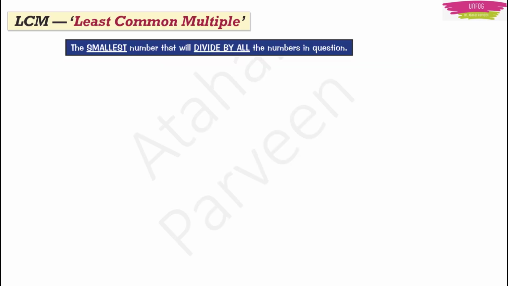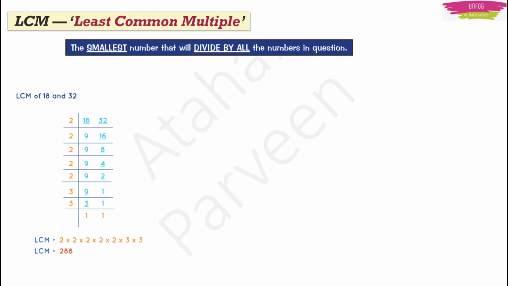Now in multiples, we can have a least common multiple. What is the least common multiple? It is the smallest number that will be divisible by all the numbers which are given. For example, if you have to find the least common multiple or LCM of 18 and 32, you write this L and then you start dividing, right? You first see that it's an even number, so you start with 2 because 2 is an even number. If it was an odd number, then you should have started with 3. Okay. You start with 2.